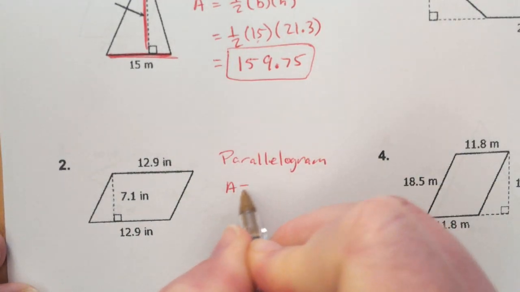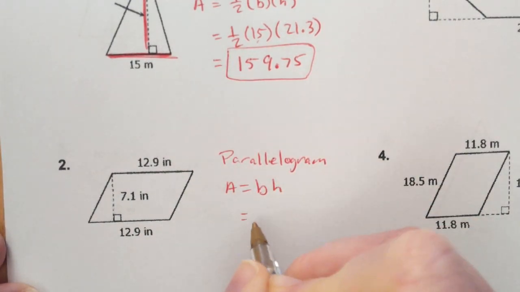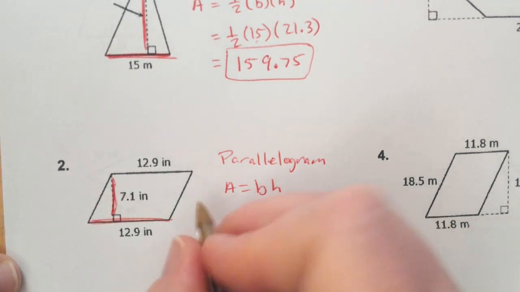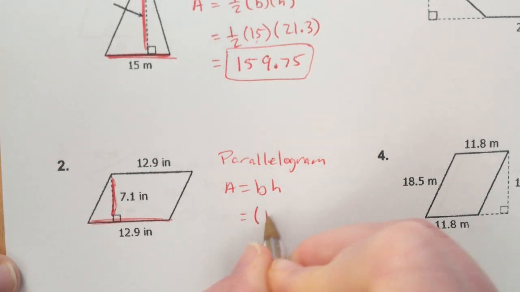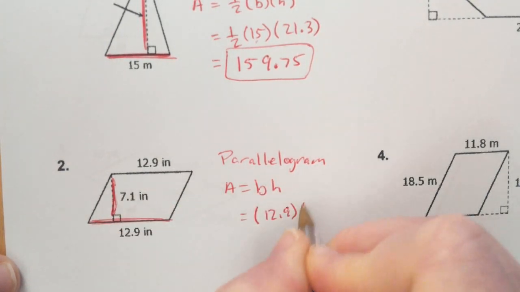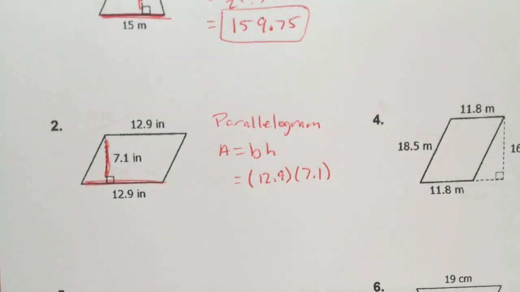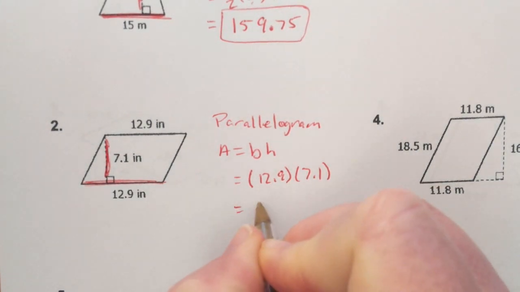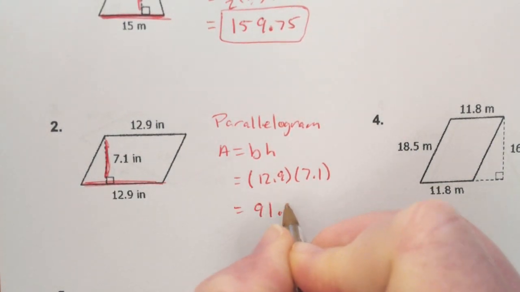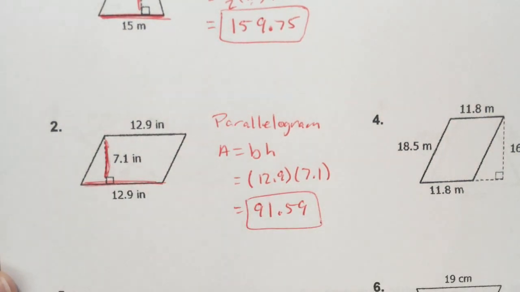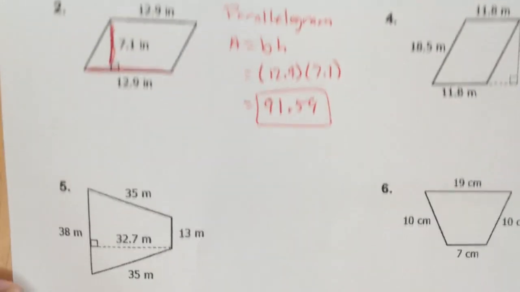So area equals base times height. We're looking for the right angle, so we're looking at these. One of them is going to be the base, and the other one's the height. The base is 12.9, and the height is 7.1. Put those in the calculator, 12.9 times 7.1, and we get 91.59. Round to the nearest hundredth, we're already there. That is your final answer because we go to 2 decimal places. All right, keep going.